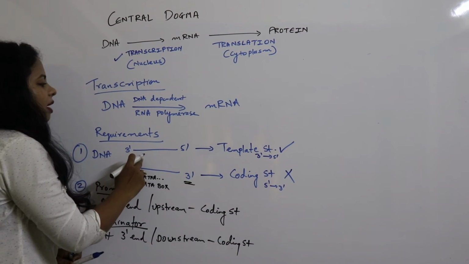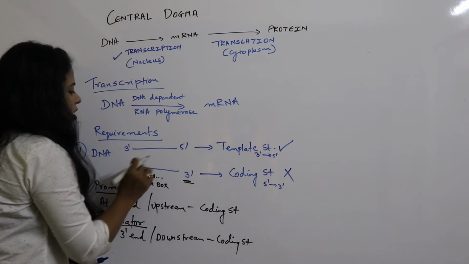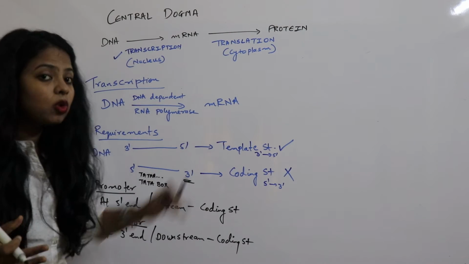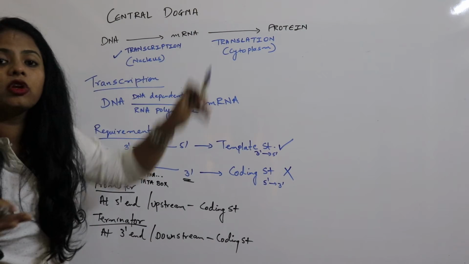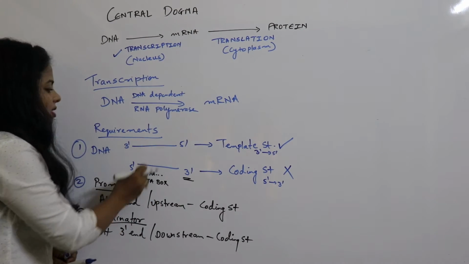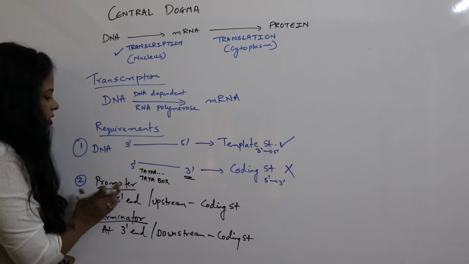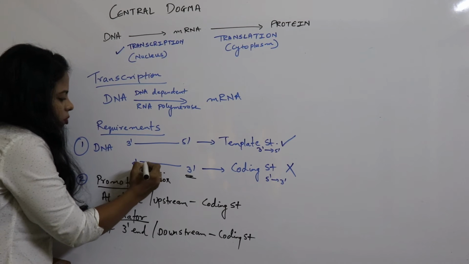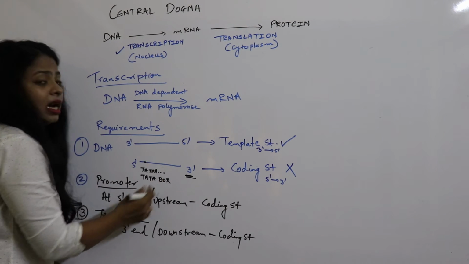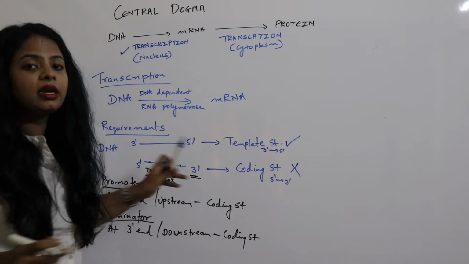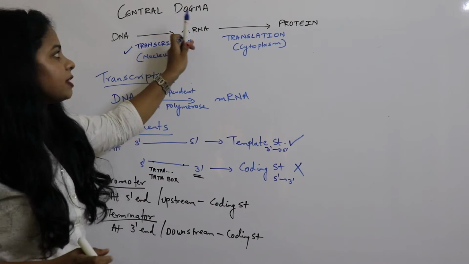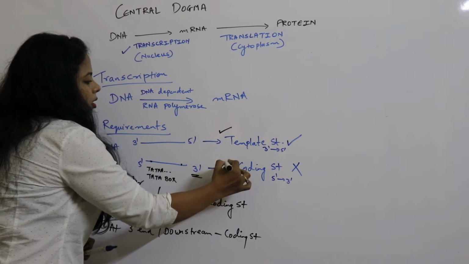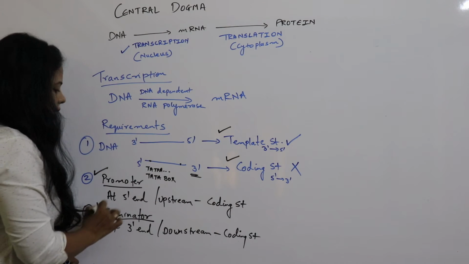So let us see these requirements first. 3' to 5' is the template strand, 5' to 3' is the coding strand. Now template strand is the strand on which your mRNA is going to be synthesized. The point at which this process of synthesis of mRNA starts is called as promoter. So this sequence is present around here, right, and terminator is present near the 3' end at which the process of synthesis of mRNA stops, right? So first template, coding strand, promoter and terminator.